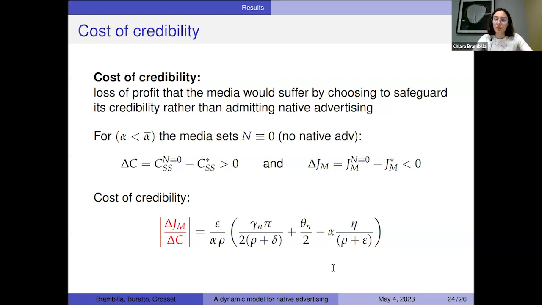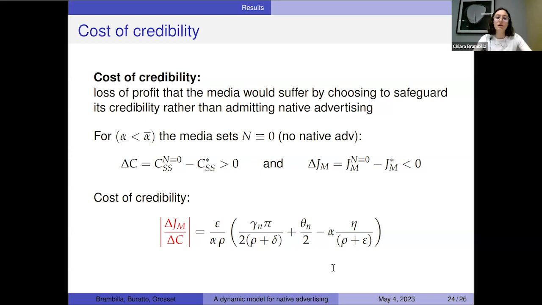So in this situation, the media sets capital N equal to zero, refusing native advertising. And choosing capital N equal to zero, what happens is that the variation in credibility is positive, because of course there is no moral damage due to native advertising. So the credibility when no native advertising is admitted is higher than the credibility when native advertising is published. But the variation in profit is negative, because native advertising was optimal from a profit point of view.